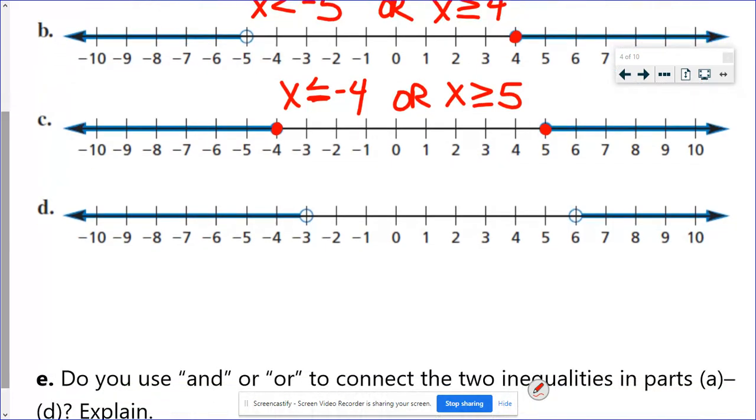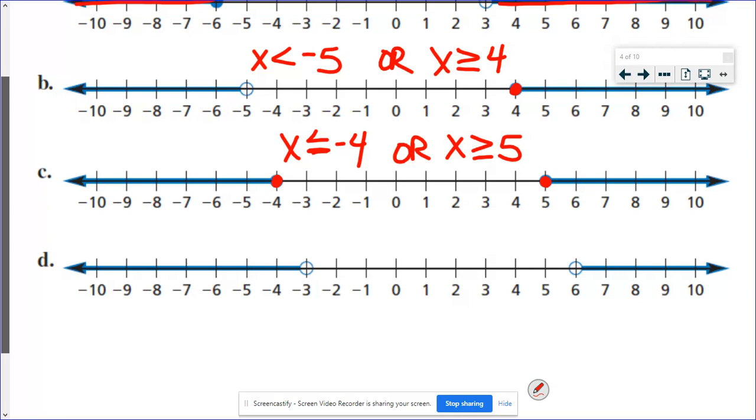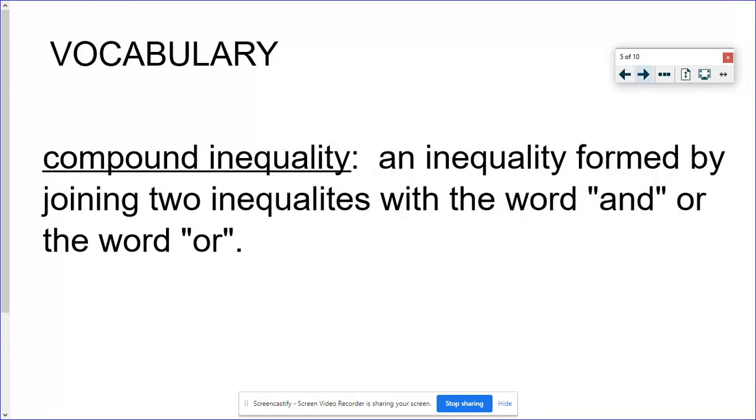In letter D, we have that x is less than -3, open circle, so it's not equal, or on the right side, we've got that x is greater than 6. This is what our inequalities are going to be looking like today with two separate parts.